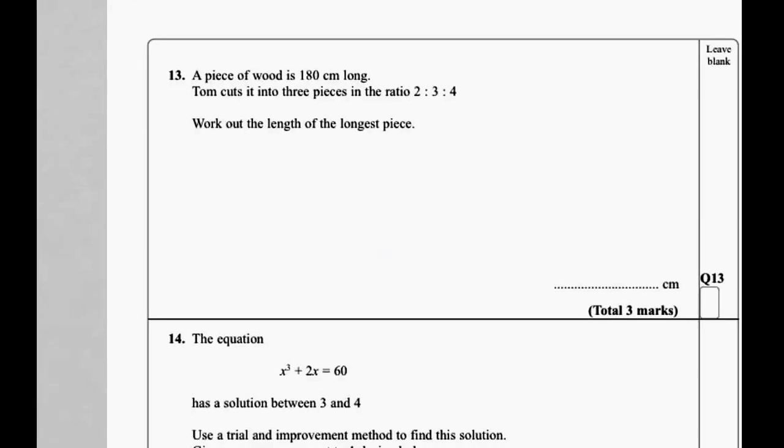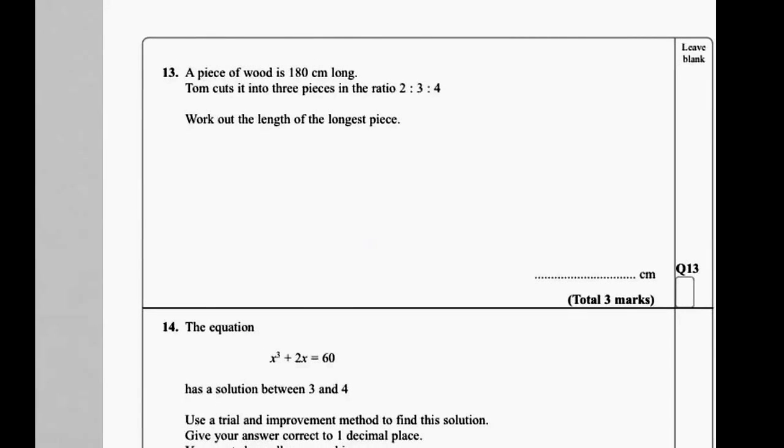A piece of wood is 180 centimetres long. Tom cuts it into 3 pieces in the ratio 2 to 3 to 4. Work out the length of the longest piece. Well, I always like to turn any ratios into proportions, so in total there are 9 pieces, so the smallest piece is 2/9 of the whole, and that second piece is 3/9 of the whole, and this biggest piece is 4/9 of the whole.